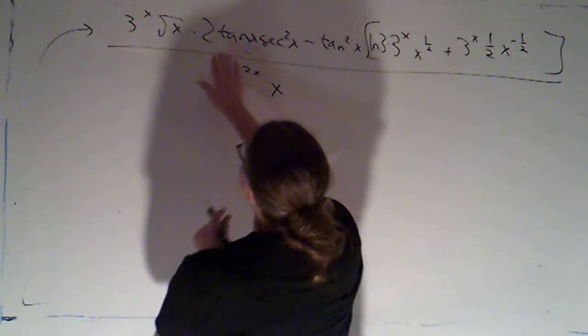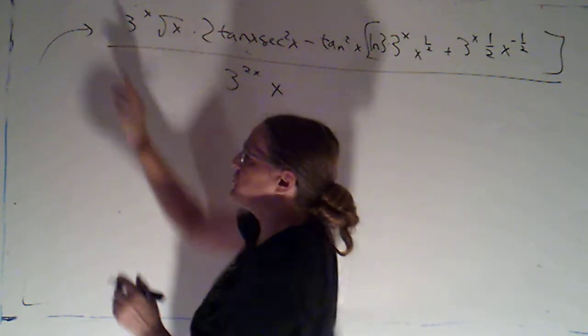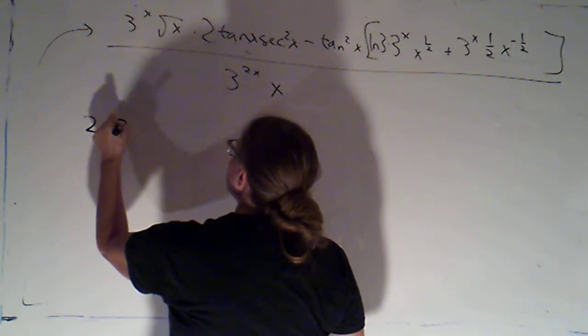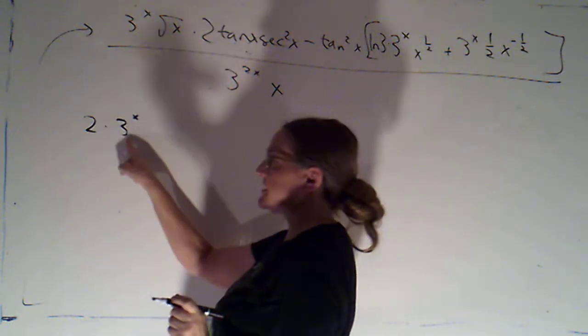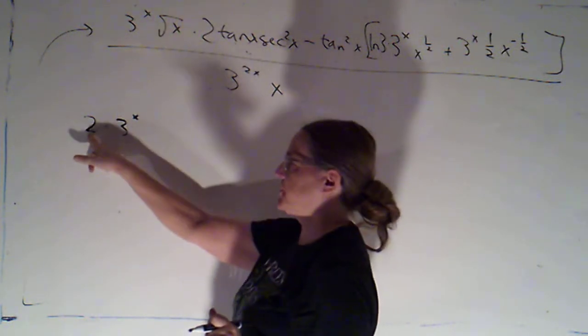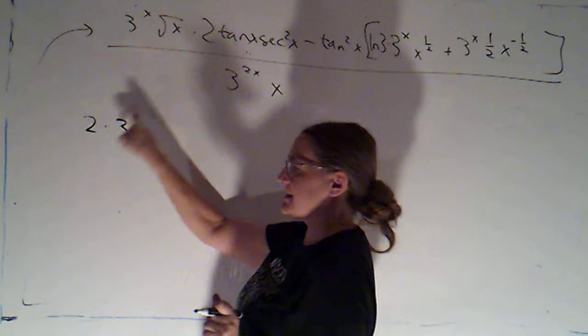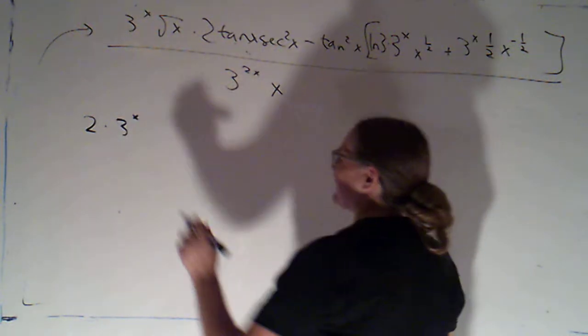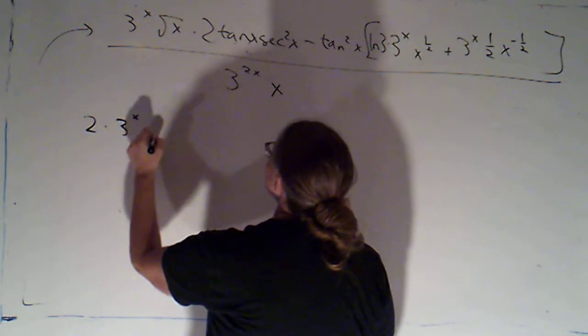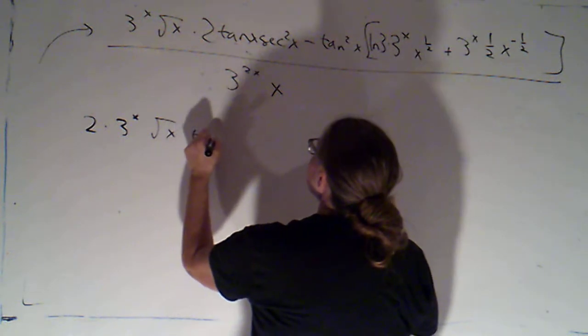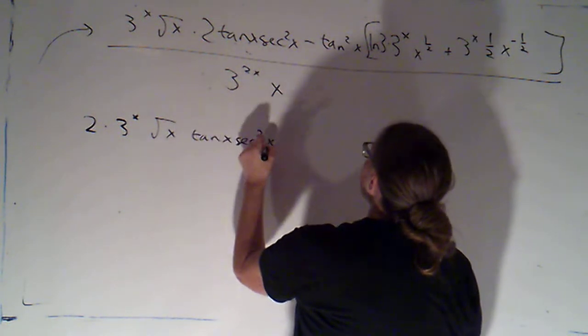Okay. So, I'm going to come over here. I'm just going to bump that 2 to the very front. So it's 2 times 3 to the x. That is not 2 times 3. That is 2 times 3 to the x. There's no nice way to simplify that. So that stays as two separate factors. Root x, tan x, secant squared x.